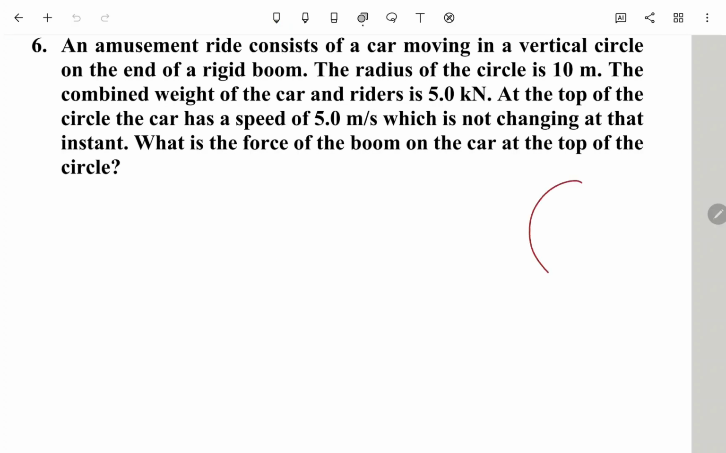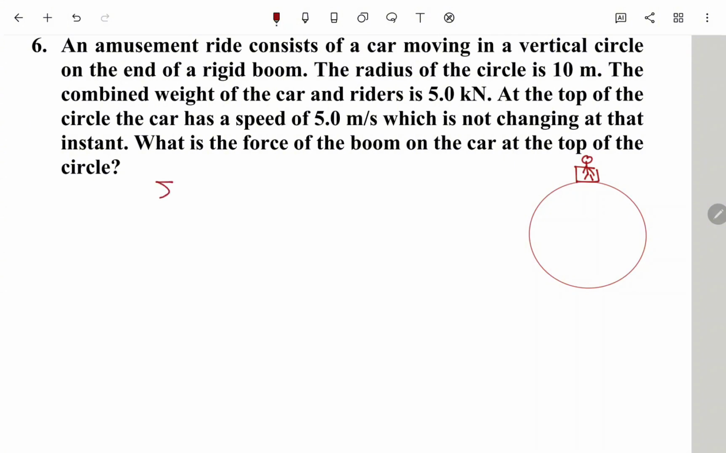So here's the situation here. And we have a car right here and passengers on this car like this. Now the question is, what is the force of the boom on the car at the top? Now we need to find the force exerted by the circular path on the car at this position.